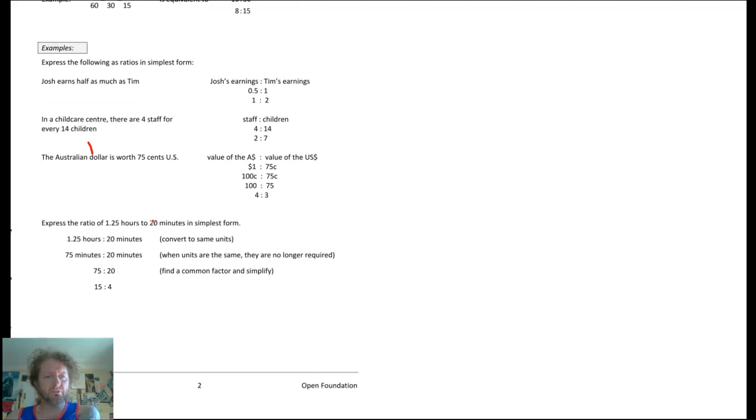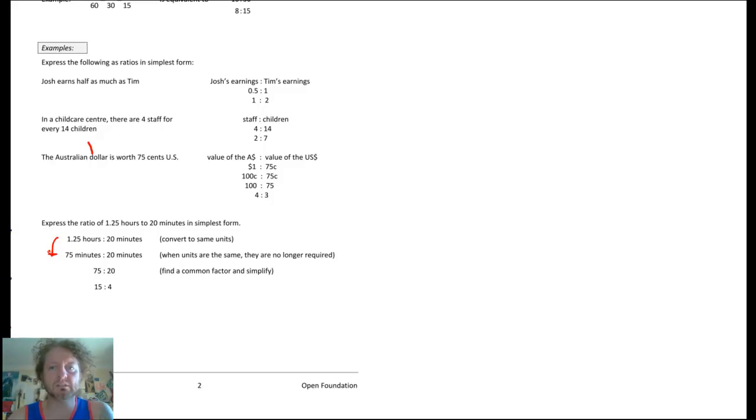Another one, 1.25 hours compared to 20 minutes. Well, they're not telling us what they mean, but it doesn't matter. We're just putting a 1.25 hours on the left and 20 on the right. Now, be careful with these. I know we all know time, but it's easy to mess this conversion up from hours to minutes, because 1.25 hours, a lot of people accidentally read that as 1 hour 25 minutes. But 0.25 hours is literally a quarter of an hour. We know 0.25 is a quarter.